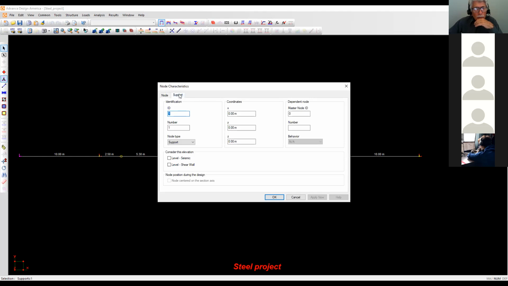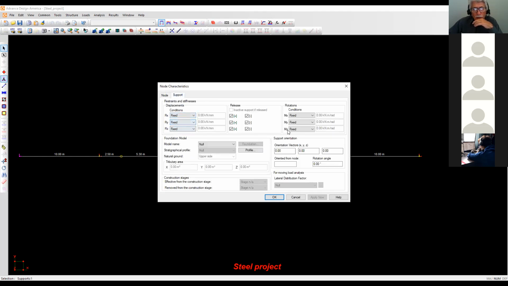okay, and if I go to supports, fix, and you have it fixed about the MZ here, so you have to free it. You have to allow it to rotate. Okay, so it's fix. Is it the first one? The very first one, yeah. The first one is a pin. It's not a fixed support. It's a pin. So how do you create a pin? You fix it in the X direction, you fix it in the Y direction, and you allow it to rotate about the MZ, the one that's perpendicular to the screen, because it's three-dimensional.